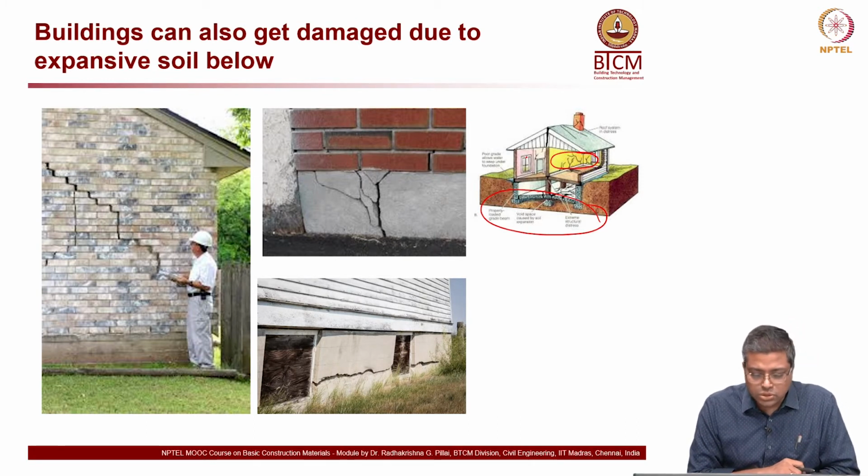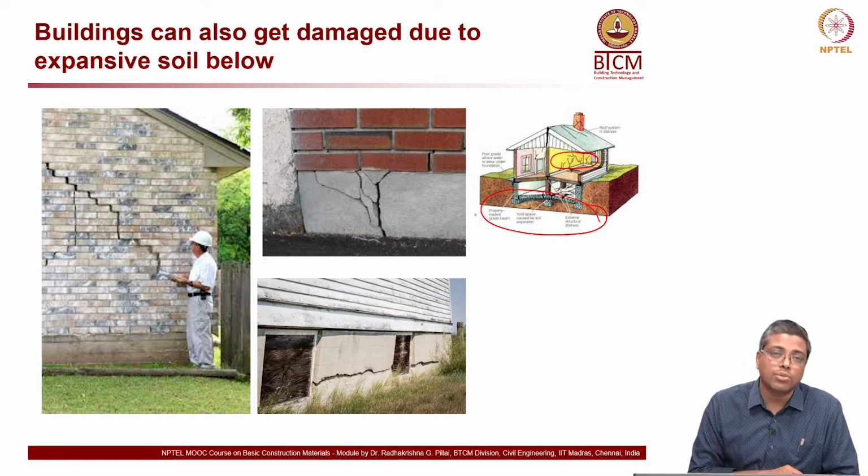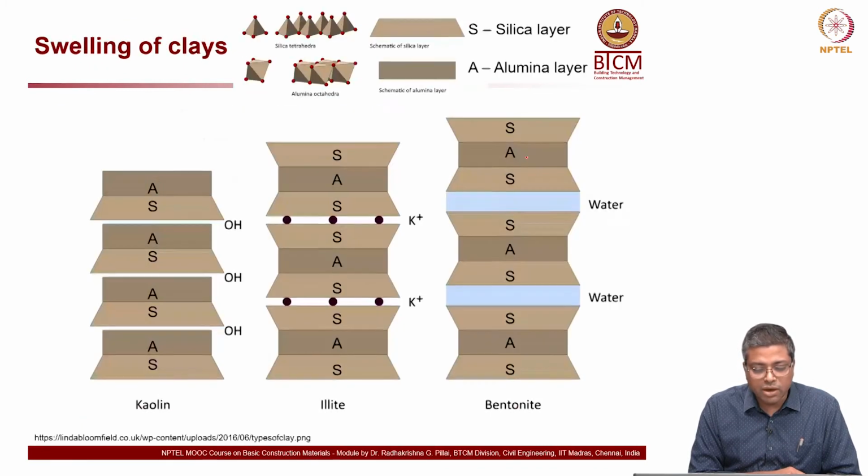This is a problem in many parts of the world where the soil is expansive in nature. If it is there, then you have to think about how to control that expansion by mixing the soil with something, or by preventing the soil from getting soaked with water. There are different ways of controlling it, but we need to be aware of this.